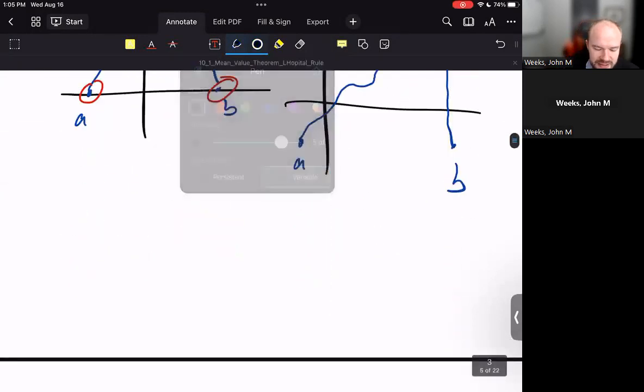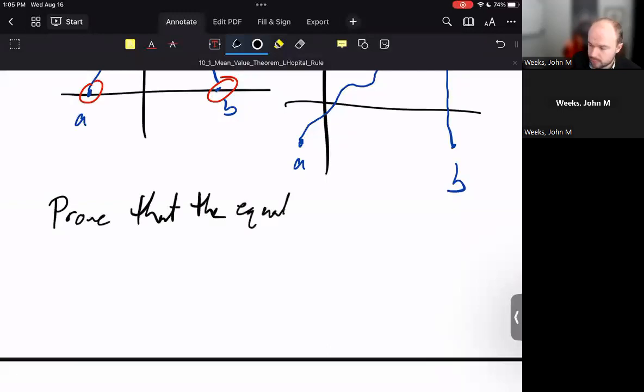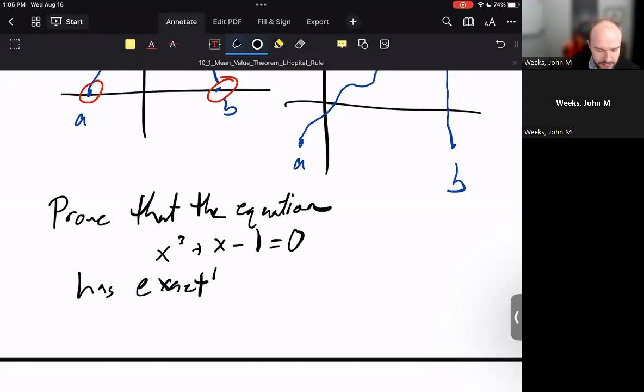Now, we can use this to try and get us some neat little things here. One of those things is this. Let's say that we're trying to prove that the equation x cubed plus x minus 1 equals 0 has exactly one real solution.